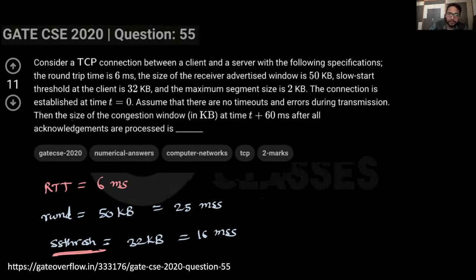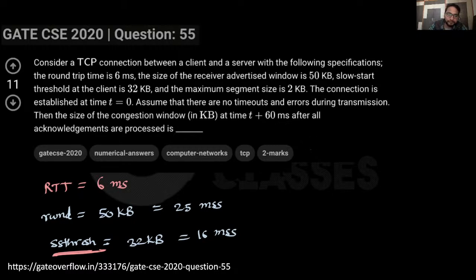The connection is established at t equal to 0, which means you do not need to take care of connection establishment. The connection has already been established and now we are starting our timer at t equal to 0. Assume that there are no timeouts or errors during the transmission. They ask for the size of the congestion window at time t plus 60 milliseconds. With RTT of 6 milliseconds, t plus 60 means after 10 RTTs.